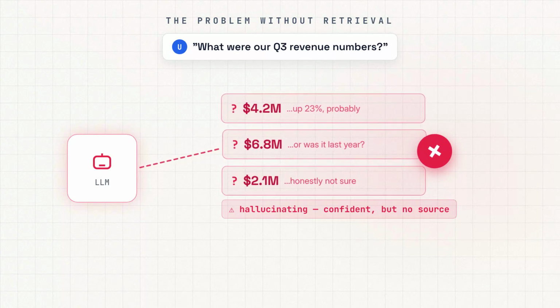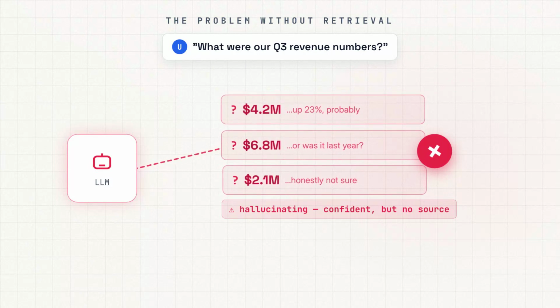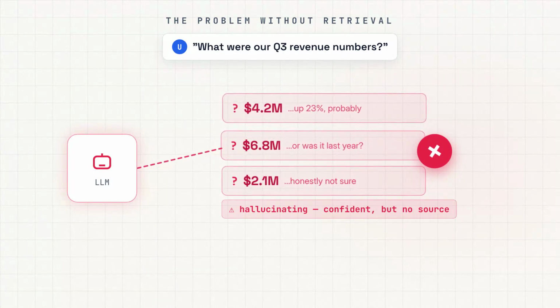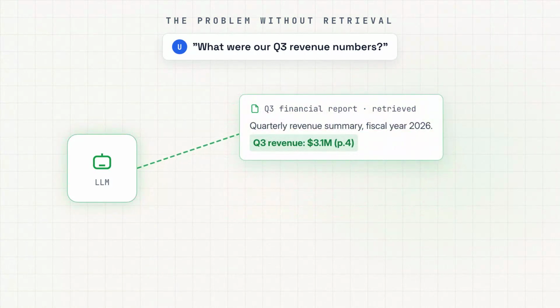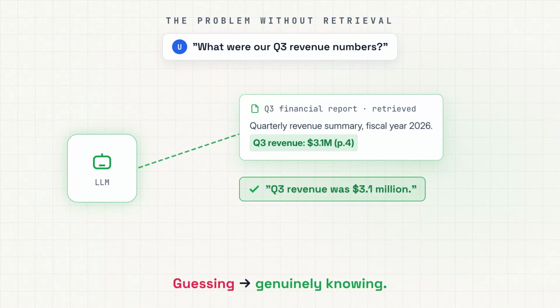And in an agentic system where your AI is actually doing things and making real decisions, a confident wrong answer isn't cute. It's a real problem. Retrieval is the fix. Before the agent answers, it goes and grabs the real, relevant information from your actual sources. Ground it in real data and watch it go from guessing to genuinely knowing.